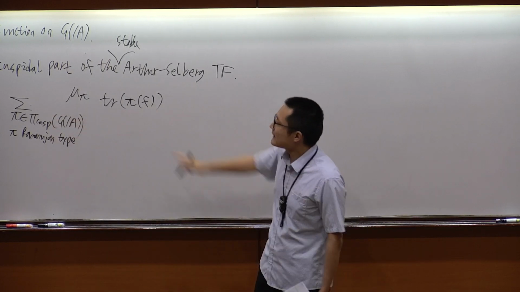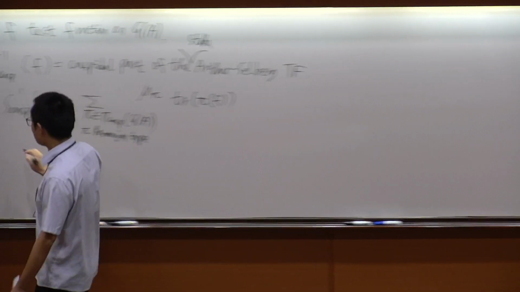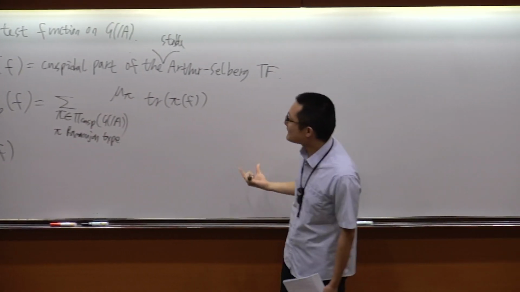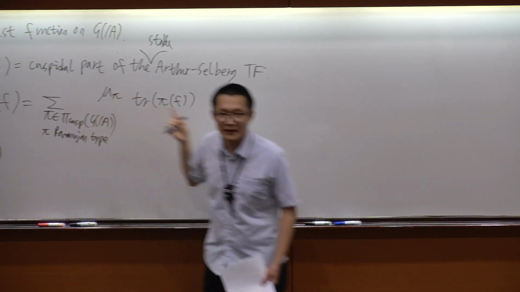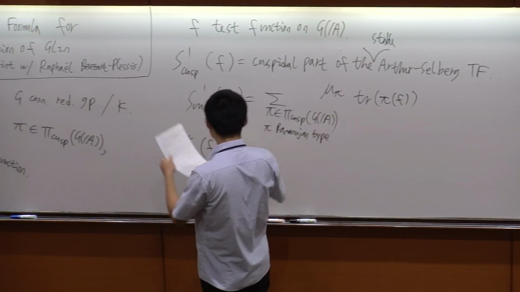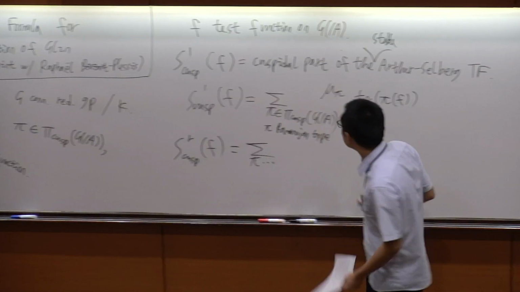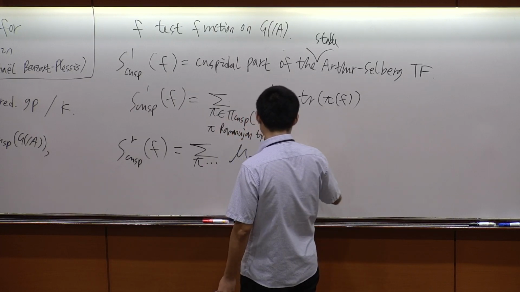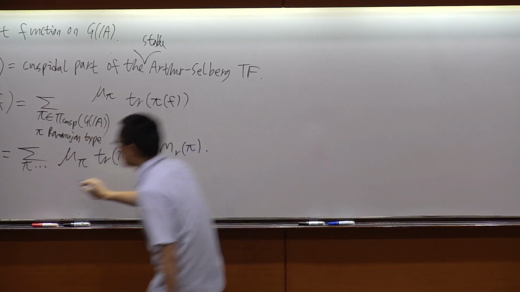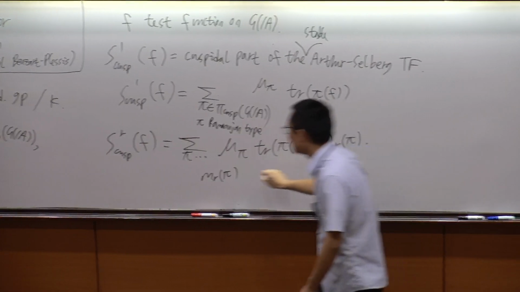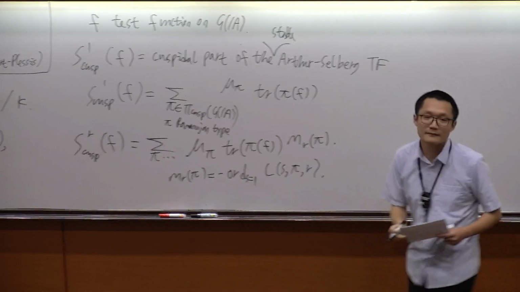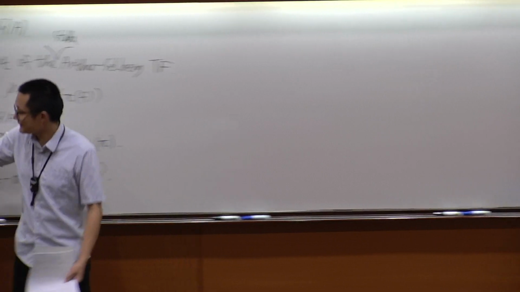So this is the spectral part of the stable Arthur-Selberg trace formula. Now we define a new one, S_R(f), which is almost exactly the same expression as this, except that each representation pi that shows up in the trace formula will be weighted by the order of the poles of this L function. In other words, we define S_R(f) to be still the summation over the same pi, with mu_pi and trace pi(f), but with an extra m_R(pi). This m_R(pi), like in Ali's talk last week, is basically the order of the pole of the L function at s equal to 1. This is the thing we want to study.